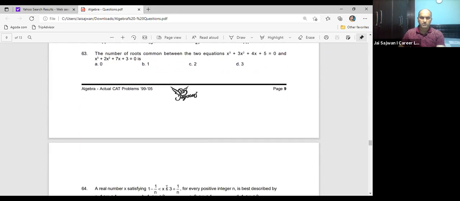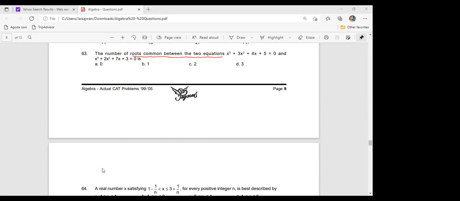What about question number 63? Can you answer it? Read carefully what it is saying here. The number of roots common between the two equations. These are the two equations given. You need to find out the common roots here. Come on, try it out.